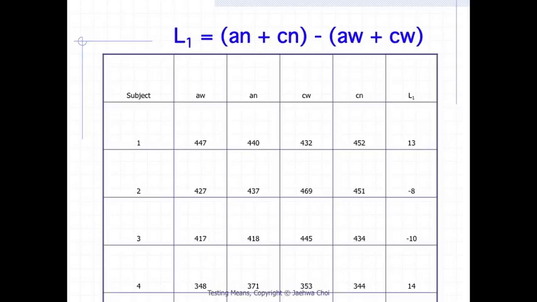This table shows L1 for the first 5 subjects. L1 for subject 1 was computed by taking the sum of 440 and 452 and subtracting the sum of 447 and 432 from that value. This equals 13.